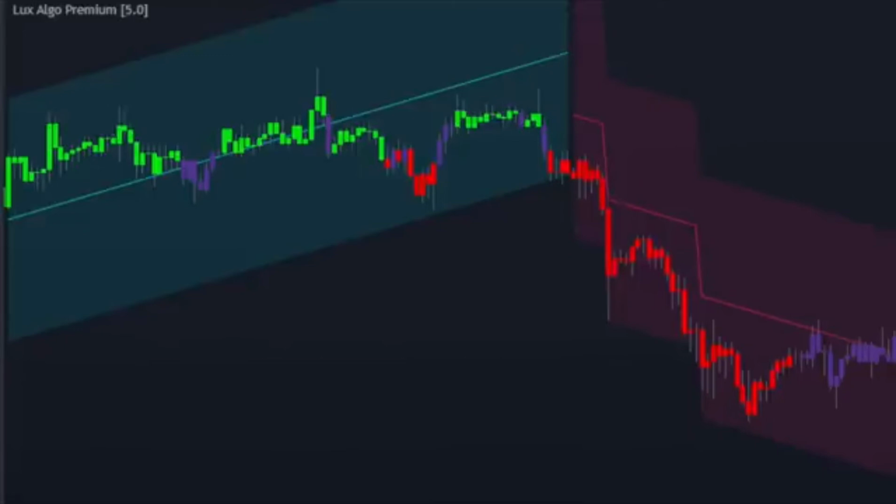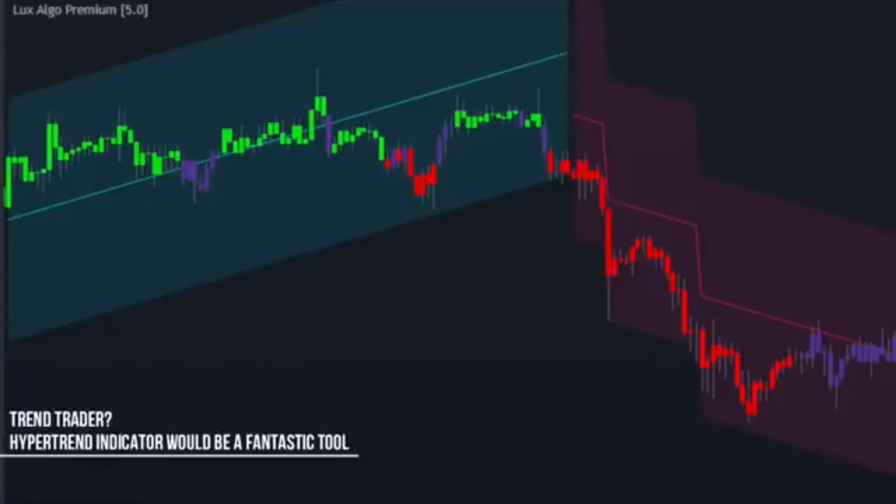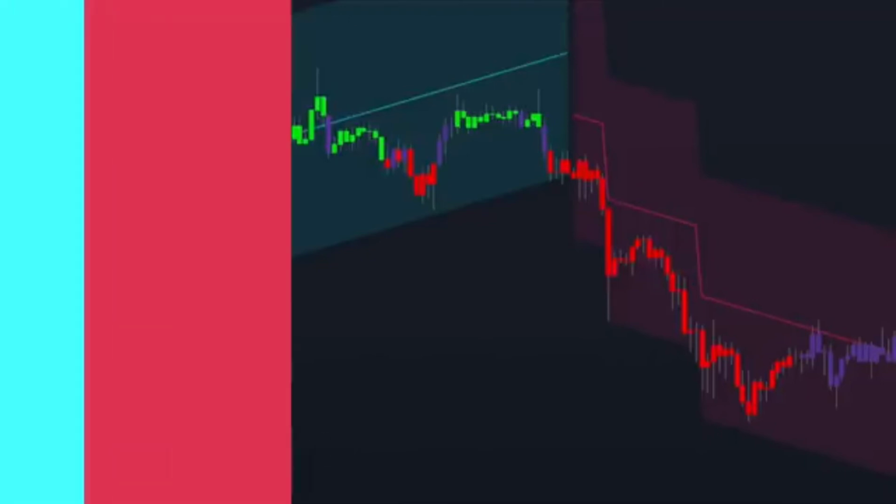Depending on your own adversity to risk, you may want to close your trade when price passes through the hypertrend line into the lower support area. Or you may want to close your trade when price completely passes through, creating a new downward trending hypertrend. If you're a trend trader and enjoy trading with the trend, then the hypertrend indicator would be a fantastic tool to add to your trading toolbox.